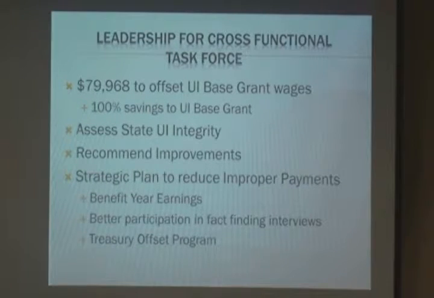There are two projects where we're funded for state staff. This is the first one here. We received $79,968 out of a possible $80,000 for someone to lead a cross-functional task force. Now, in our particular case, we're assigning this to an existing manager, so we're going to be immediately saving money in our base grant. Here, we'll be able to set that aside. Their primary role is to lead the initiative and set up the strategic plan for how we're going to address our challenges with UI integrity and prevention.